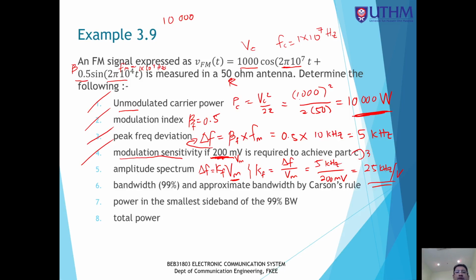Then the question asks to find the amplitude spectrum. If you want to find the amplitude spectrum, that means you need to refer to the Bessel table. So if you read from the Bessel table, beta equal to 0.5, you need to find the value for each V, the amplitude parameter.